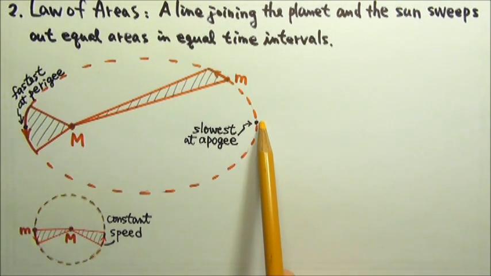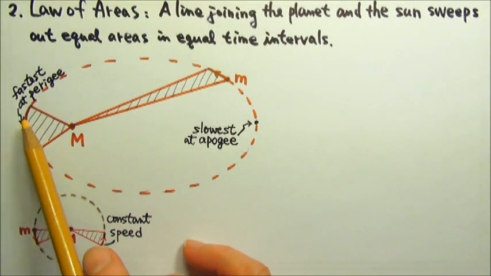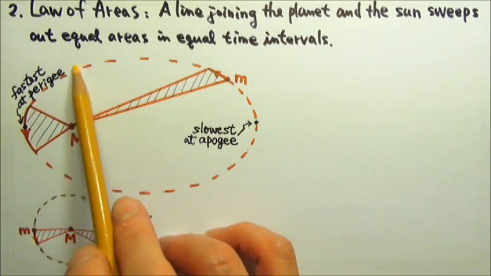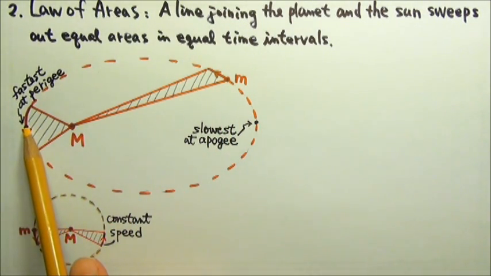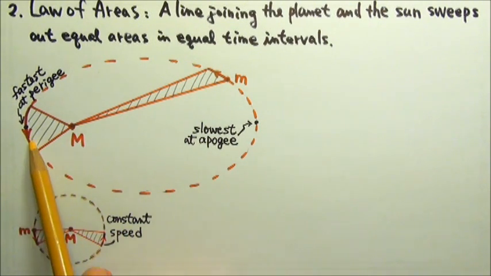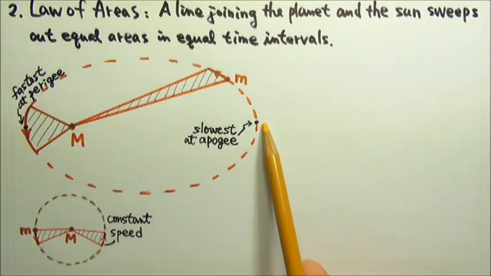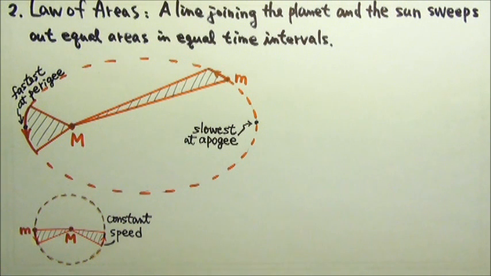As the planet travels from apogee to the perigee, it would speed up. When it goes from perigee to the apogee, it would be slower and slower and slower. If the orbit happens to be a circle, the orbit speed would be a constant.